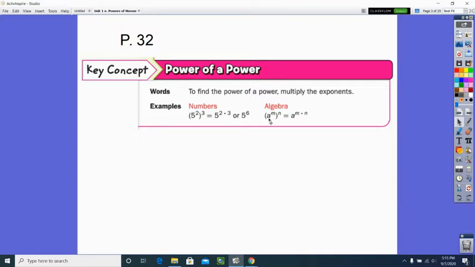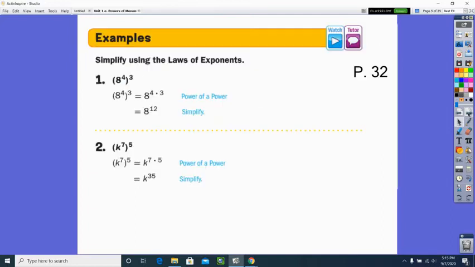Now, what if there's a variable? If you have a variable raised to an exponent, raised to another exponent, you write the base and multiply the exponents. So we have 3 rules now with exponents. On page 32, here's an example. We have 8 to the 4th raised to the 3rd. So we write the base, and when you raise a power to a power, you multiply. 8 to the 12th is your final answer.